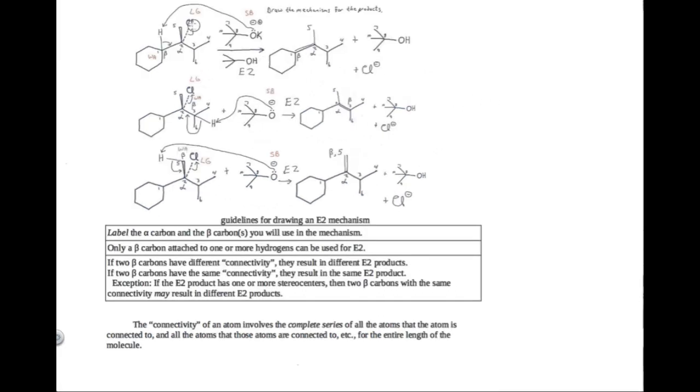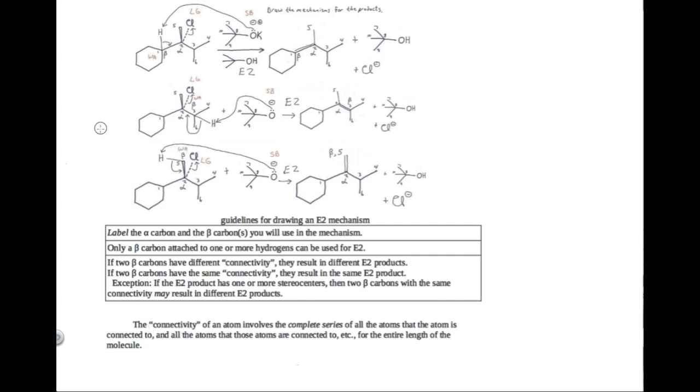The reason that each of these beta carbons gave us a different product is that each of the beta carbons has different connectivity. If two beta carbons have different connectivity, they result in different E2 products. The connectivity of an atom involves the complete series of all the atoms that the atom is connected to, and all the atoms that those atoms are connected to for the entire length of the molecule. Connectivity is a technical term.